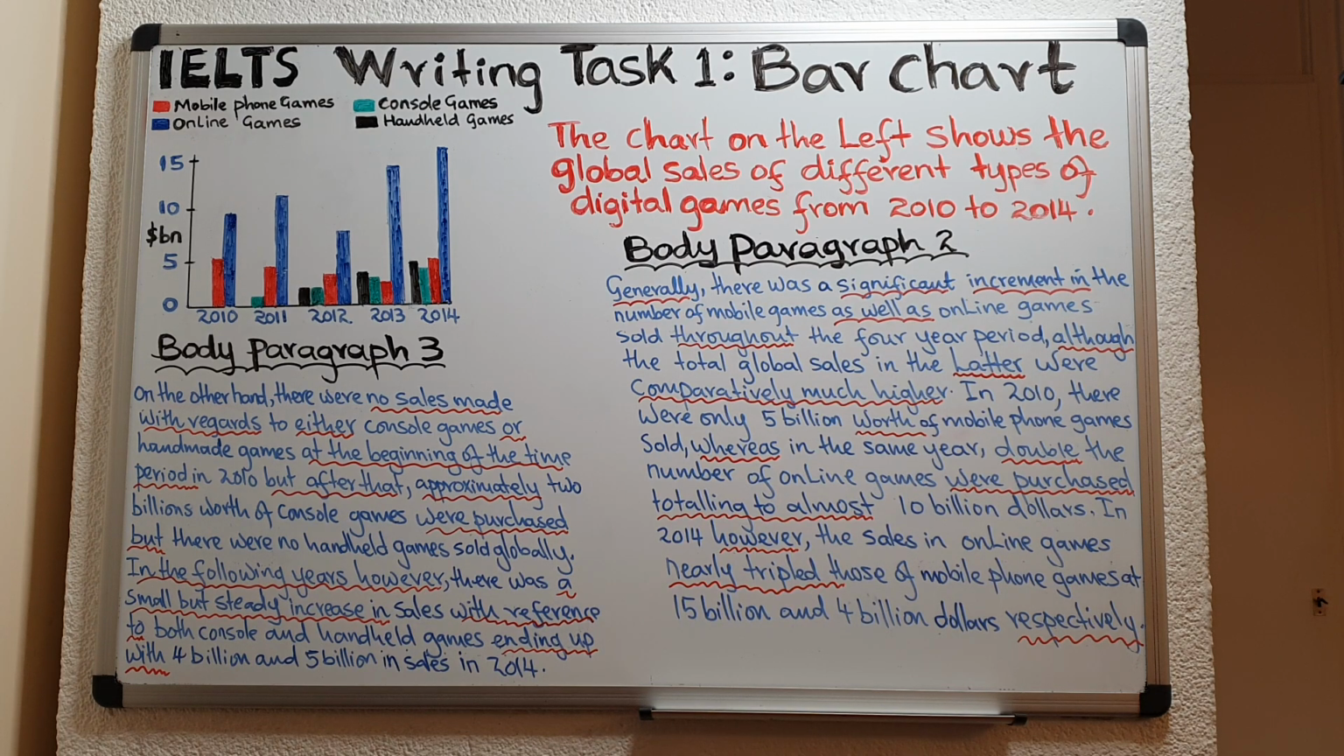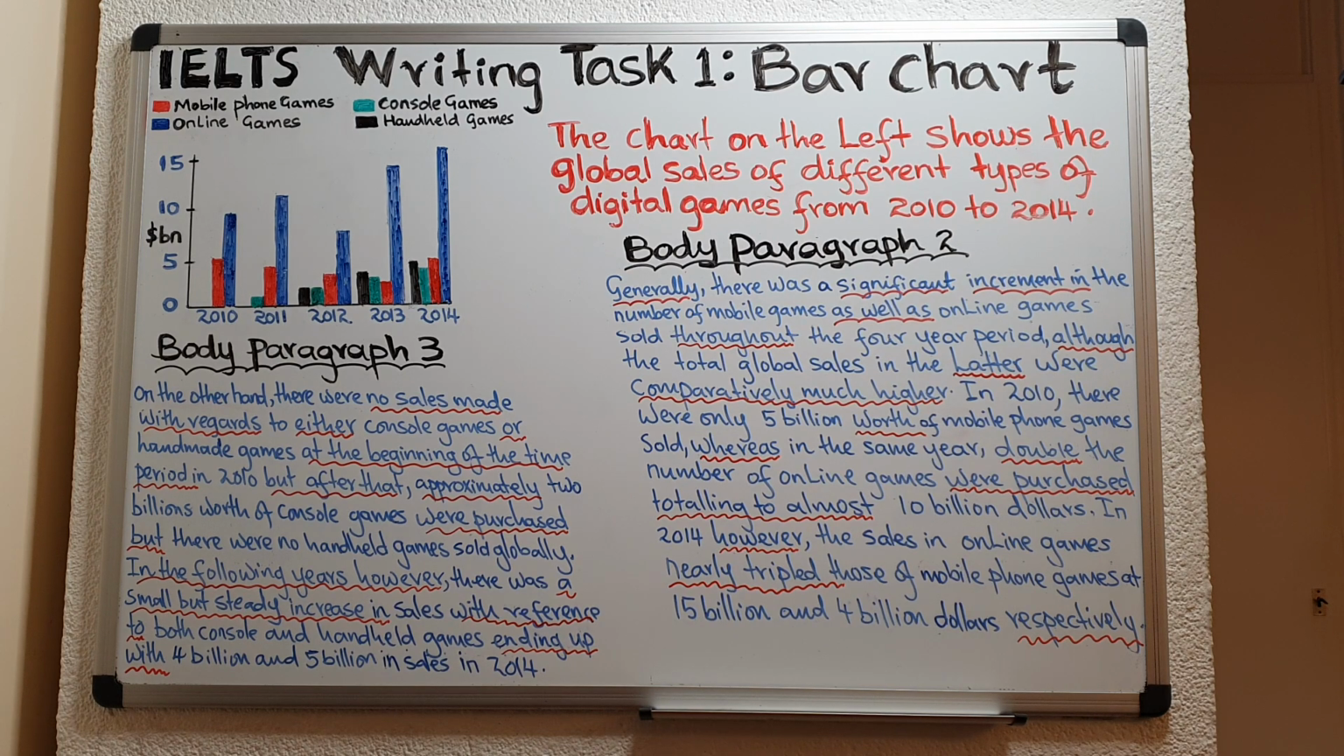After that, the next step is to look at the bar chart itself. Look at the bar chart horizontally and vertically. Horizontally, we have the years 2010, 2011, 2012, 2013, and 2014. And vertically, we have 0, 5, 10, and 15. That is the sales in billion dollars.